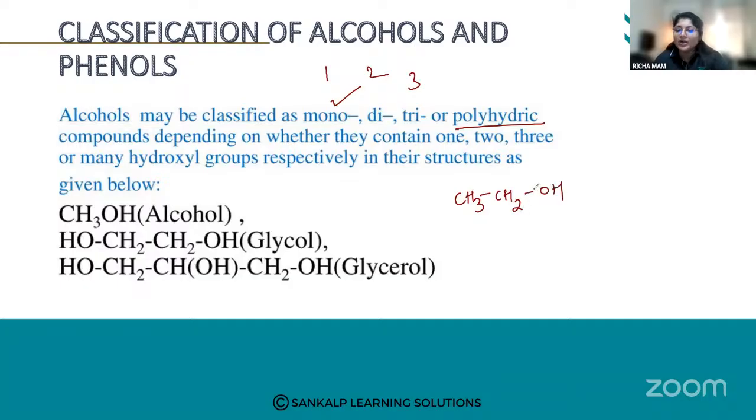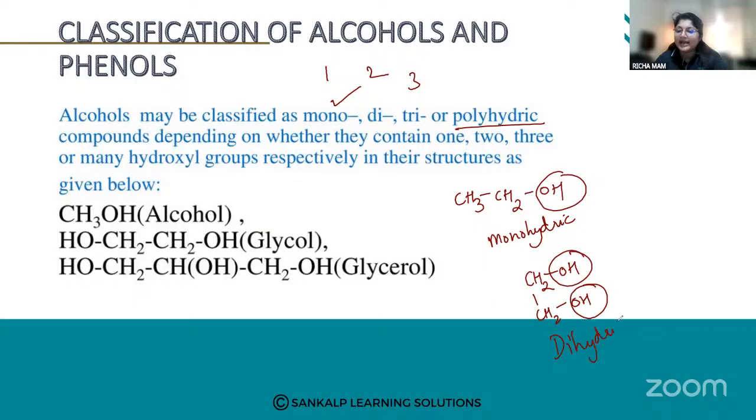If I give you an example, CH3CH2OH. How many OH groups are there? Only one. So they are called monohydric alcohols. Now another example, CH2OH and CH2OH. Here how many OH groups are there? Two OH groups. So they are termed dihydric alcohols.